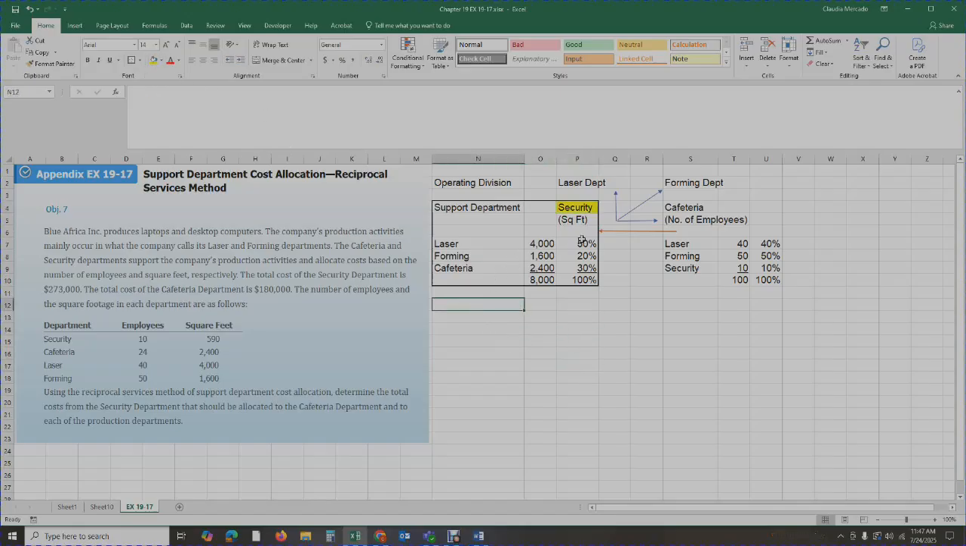So now that I've calculated my percentages, now I know how much each of them is going to get. What I don't know is the total cost. So for that, we're going to be able to use a formula. The total costs to be allocated from the security department. Security is going to be with an S. So S is going to equal, what is my cost for the security department?